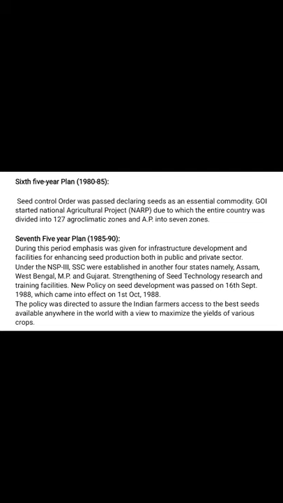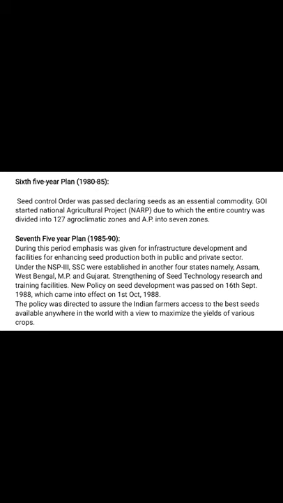Then 7th Five-Year Plan from 1985 to 90. During this period, emphasis was given for infrastructure development and facilities for enhancing seed production, both in public and private sector. Under the NSP 3rd, State Seed Corporations were established in another 4 states, namely Assam, West Bengal, Madhya Pradesh, and Gujarat. Strengthening of seed technology, research, and training facilities.